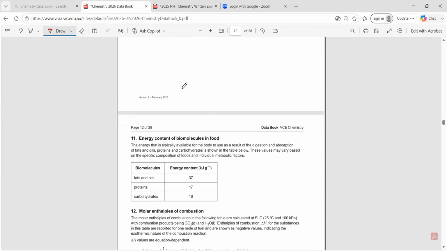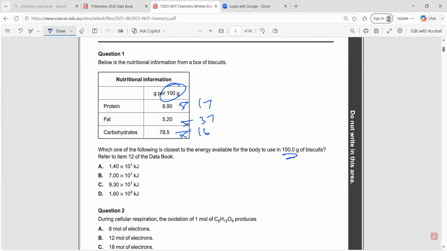So super easy question. We just do these times, and we don't have to do it relative to anything because they've already given it to us per 100 grams. So they've made our lives super, super easy. So 17 times 8.9 plus 37 times 5.2 plus 78.5 times 16 is 1599.7. So that's 1600 kilojoules. This is probably that one.